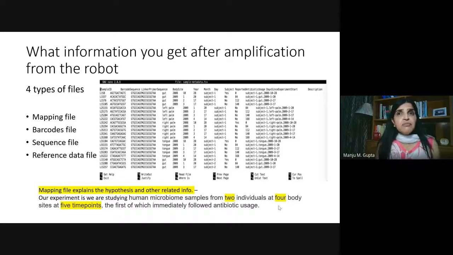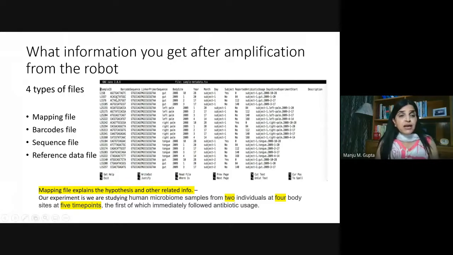The mapping file is the file which has the roadmap, meaning it tells you all your hypotheses. What is your experiment? It has several columns, right? Can you see these columns? I hope you can see these columns. In this example, I've taken this from a human microbiome, where 2 individuals are being studied, we have four body parts which are studied, and we have 5 time points in here. And this is the mapping file, a typical mapping file which has all information present.